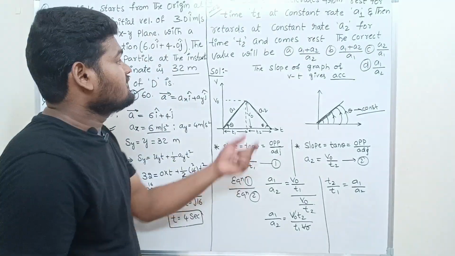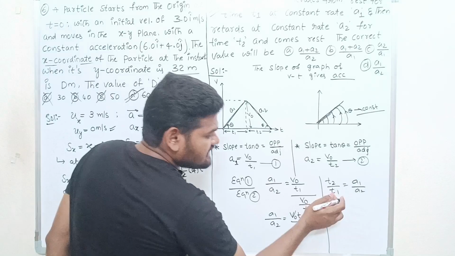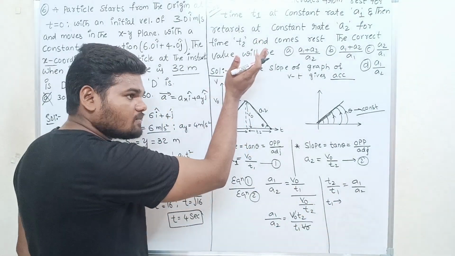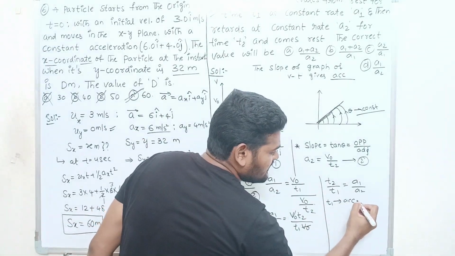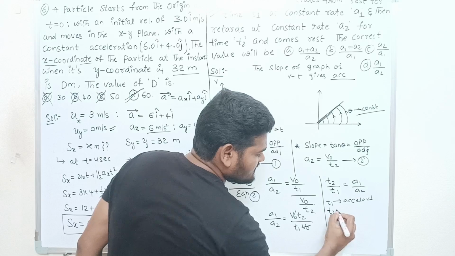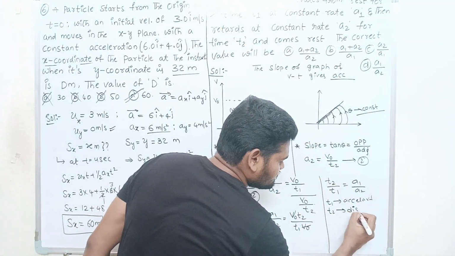So what are they asking? They are asking what the correct value will be. Have a look. What is the time t1 here? t1 is the time taken by the object to accelerate from rest, so this is the time for acceleration. What is t2? t2 is the time taken by the object to decelerate.